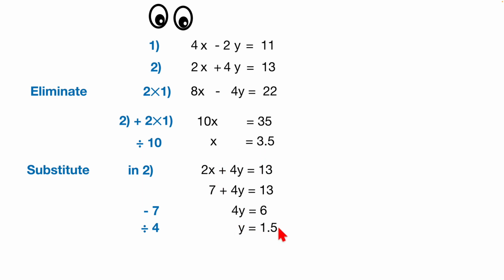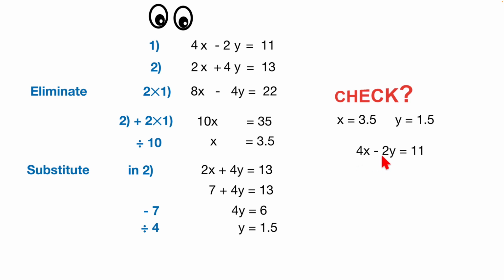y equals 1.5. Of course I'm going to check this. So x equals 3.5, y equals 1.5. Let's put it into that first equation. 4x minus 2y equals 11. 4 times 3.5. Well, 2 times 3.5 is 7, so that's 14, I imagine. Minus 2y, 1.5, so minus 3. 14 minus 3 is 11.